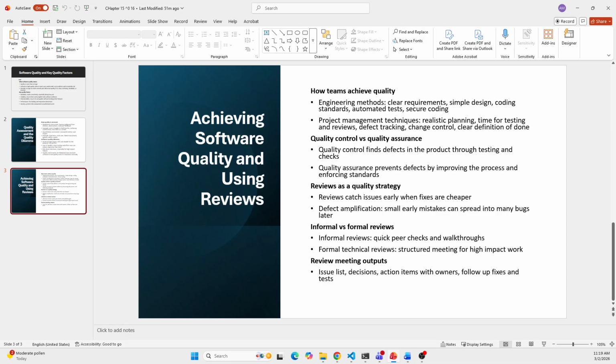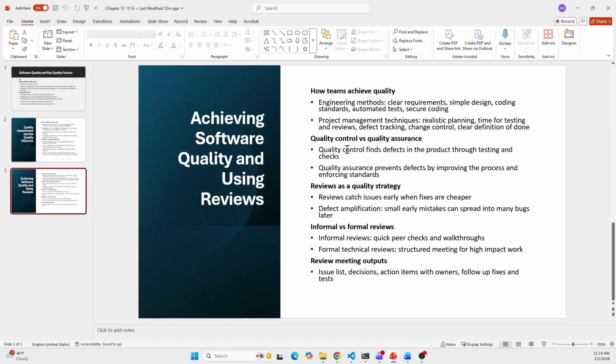And what does a review meeting produce? Basically, a review meeting should produce clear outputs like a list of issues, defects found, decisions made and why they were made, action items with owners, and follow-up tasks such as fixes, rework, or additional tests. So those kinds of things. Teams usually achieve quality through solid engineering practices and good project management.